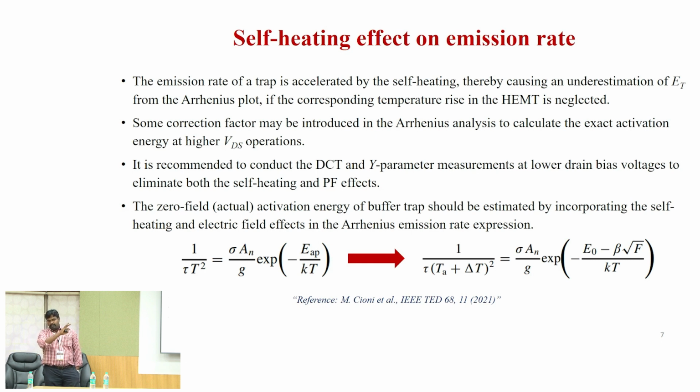Because of that, if you are not correcting this temperature difference in the Arrhenius relation, you will underestimate the activation energy. That's why the equation is simplified. So this is the actual temperature, where delta T is the temperature difference between the base temperature and the channel temperature.